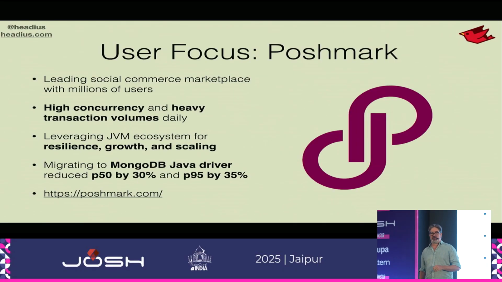So our next user focus here, Poshmark. We've got some folks down in Chennai working on Poshmark. Social commerce, social marketplace, high concurrency they get from using JRuby running on the JVM. They use it because of the strength of the JVM, resilience, growth, scaling, and just migrating some of their libraries to the Java versions like MongoDB, reducing their latency by significant portions because the JVM optimizes so well and JRuby optimizes right along with it.